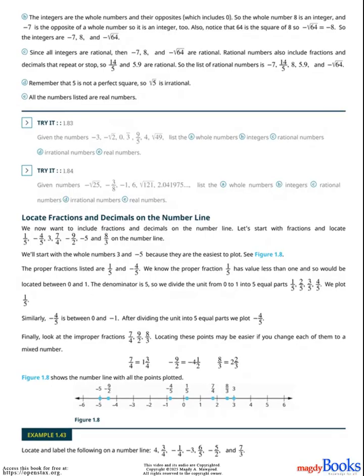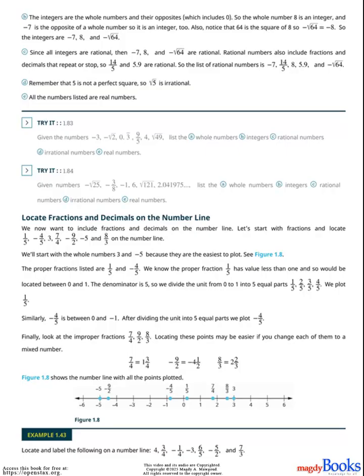B. The integers are the whole numbers and their opposites, which includes 0. So the whole number 8 is an integer, and -7 is the opposite of a whole number, so it is an integer, too. Also, notice that 64 is the square of 8, so negative square root of 64 equals -8. So the integers are -7, 8, and negative square root of 64. C. Since all integers are rational, then -7, 8, and negative square root of 64 are rational. Rational numbers also include fractions and decimals that repeat or stop, so 14/5 and 5.9 are rational.